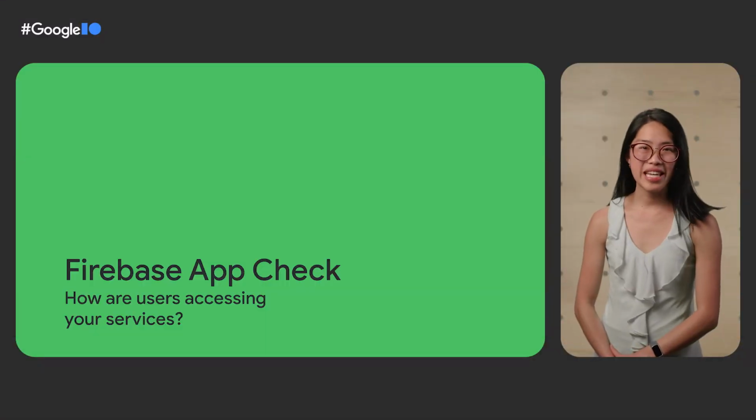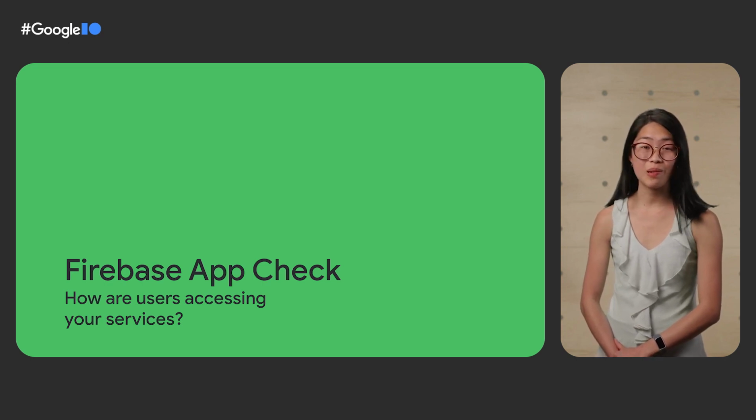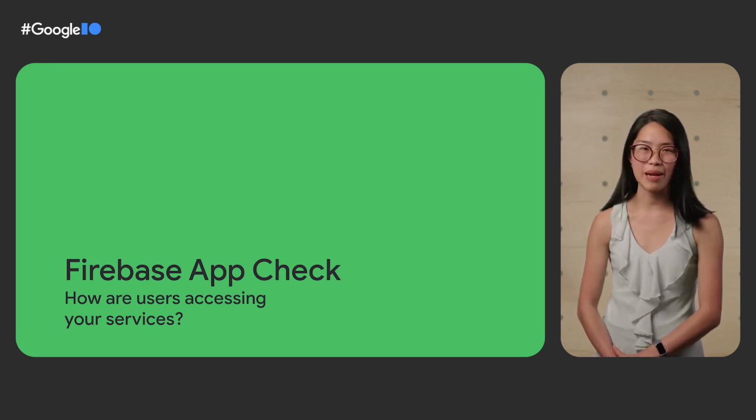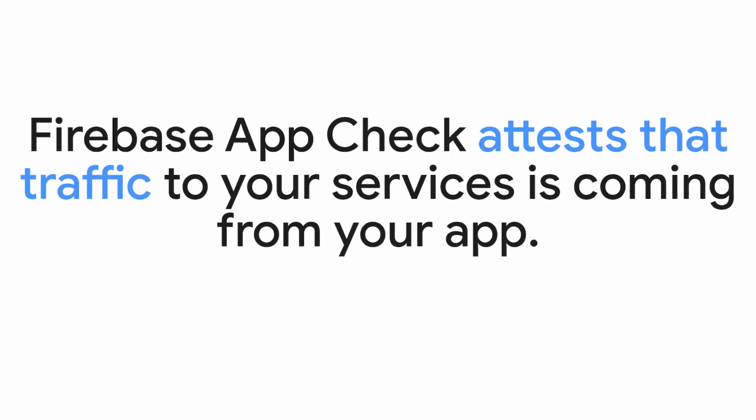Of course, we can't forget the last issue that Ferdle ran into. A malicious user, wanting to cheat their high score, bypassed the game and submitted scores directly to the Ferdle database. Luckily, Firebase AppCheck can help with that. Firebase AppCheck protects access to your services by attesting that traffic to your backends is coming from your application.